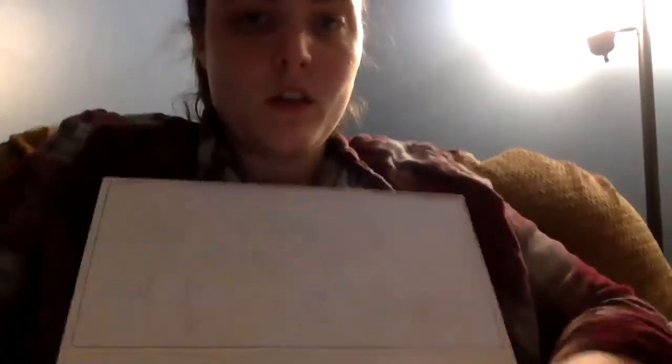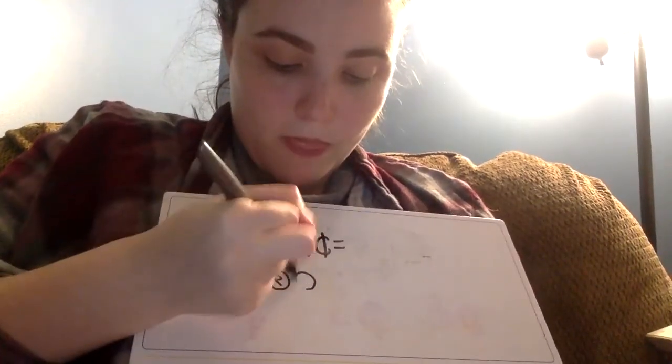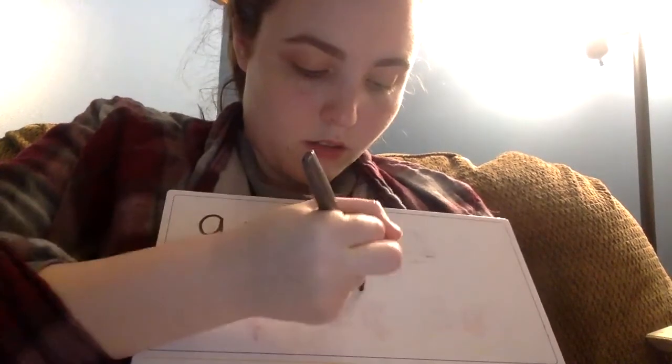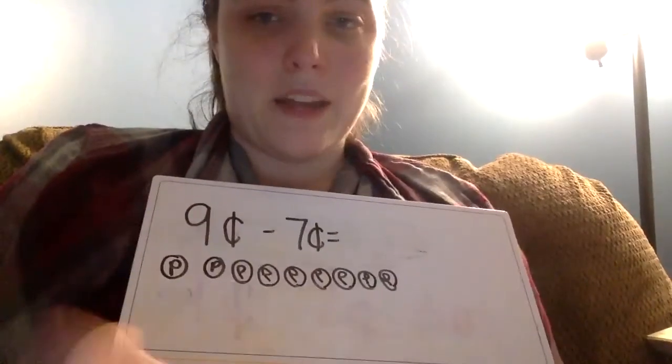All right, we're going to try one more together. This time I want you to get 9 pennies. So I write this. It's going to say 9 cents. All right, so I'm going to draw my pennies. 1, 2, 3, 4, 5, 6, 7, 8, 9. I have my 9 pennies here.